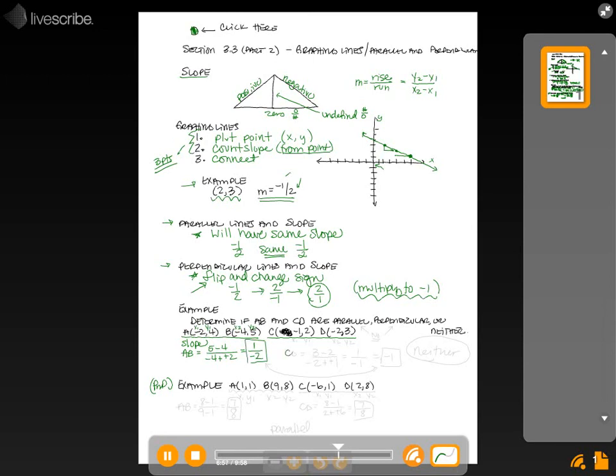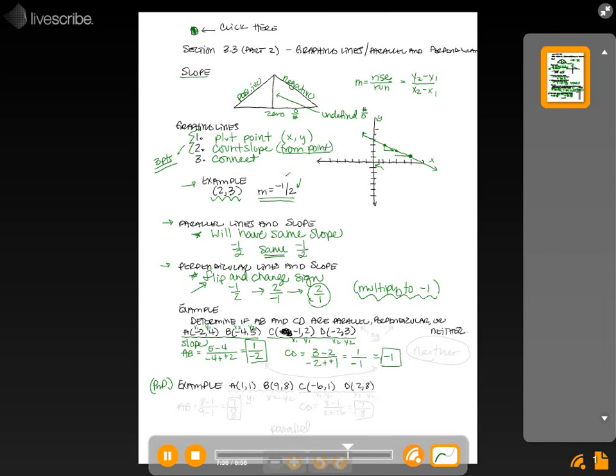Now let's find CD. Let's put our x1, y1, x2, y2. So CD is going to equal 3 minus 2 over negative 2 minus negative 1. Same add reverse on the bottom there. I'm going to go ahead and change that. 3 minus 2 is 1 over negative 2 plus 1. That's negative 1. That reduces to negative 1. So there's the slope of our second line.